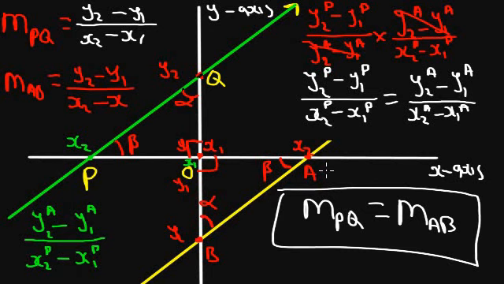The gradient of two straight lines that are parallel to each other on a coordinate plane will always be the same.